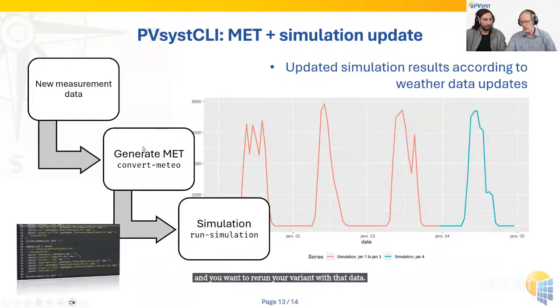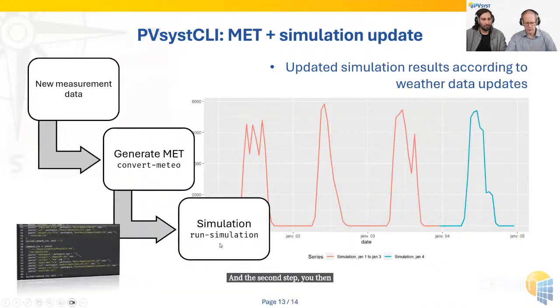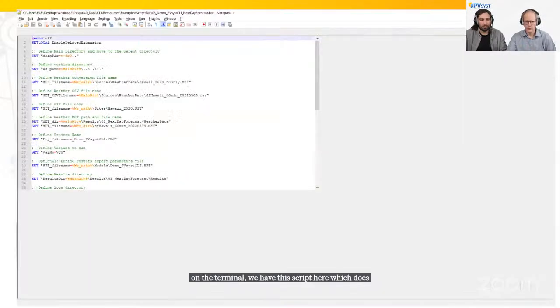So basically you have two steps. You first have to import the weather data into PVsyst and generate the MET file. In the second step, you then run the simulation with that weather file. And instead of doing this manually on the terminal, we have this script here which does the whole of the work for us.